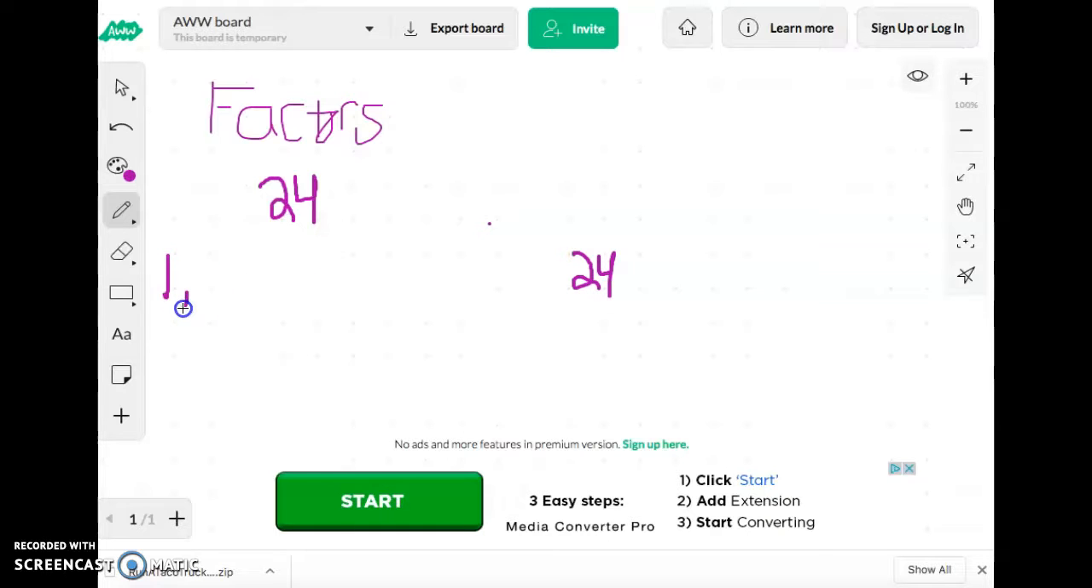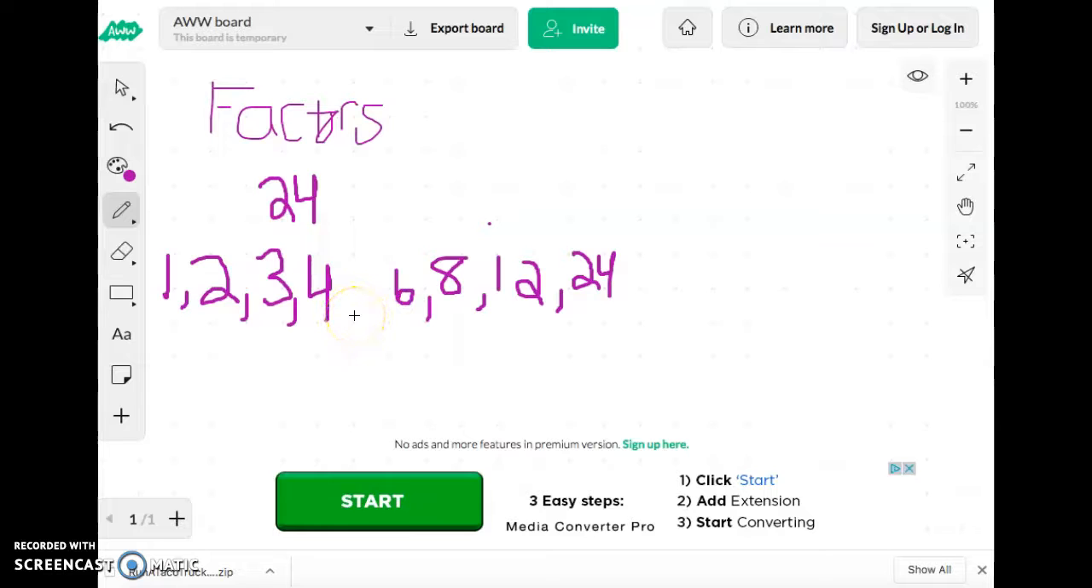Now I'm going to go through my numbers. After I say 1, I count 2. So is there anything times 2 that makes 24? Yup. 2 times 12. All right. If I'm counting, my next number would be 3. And I know that 3 times 8 equals 24. And then 4 comes next, so 4 times 6 is 24. And I know that 5 times nothing is 24, so now I'm done.